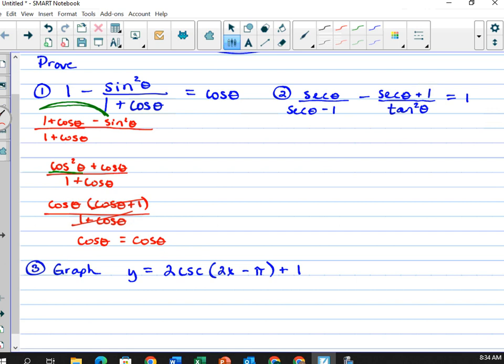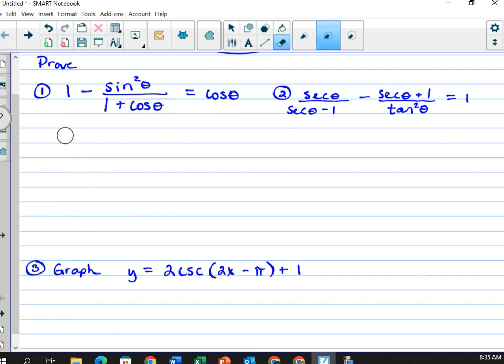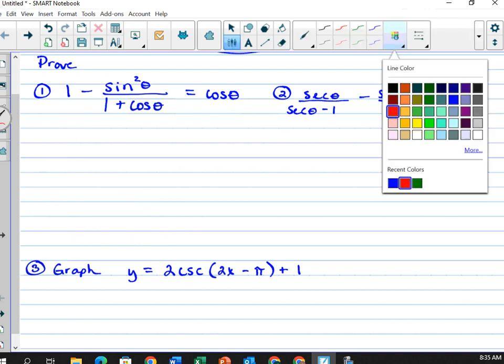Did anybody do the second one? So I factored out a cosine. So cosine squared divided by cosine is cosine. Cosine divided by cosine is 1. All right, guys, let me do it a totally different way. One way is not necessarily better than the other. They're just different.